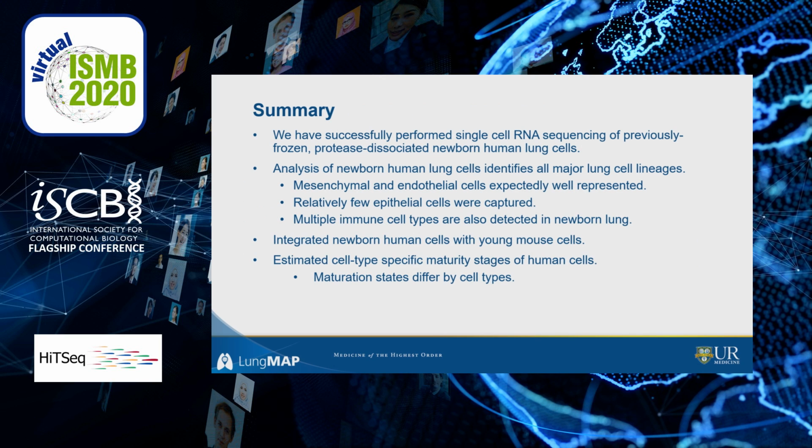So to summarize, we have successfully performed single cell sequencing from newborn human cells. We could get only a few epithelial cells and, surprisingly, some immune cells. However, we got a decent amount of mesenchymal and endothelial cells. And when we integrated these newborn human cells with the young mouse cells, we could estimate cell type specific maturity that differed by different cell types, and we could see two distinct populations of matrix fibroblasts.